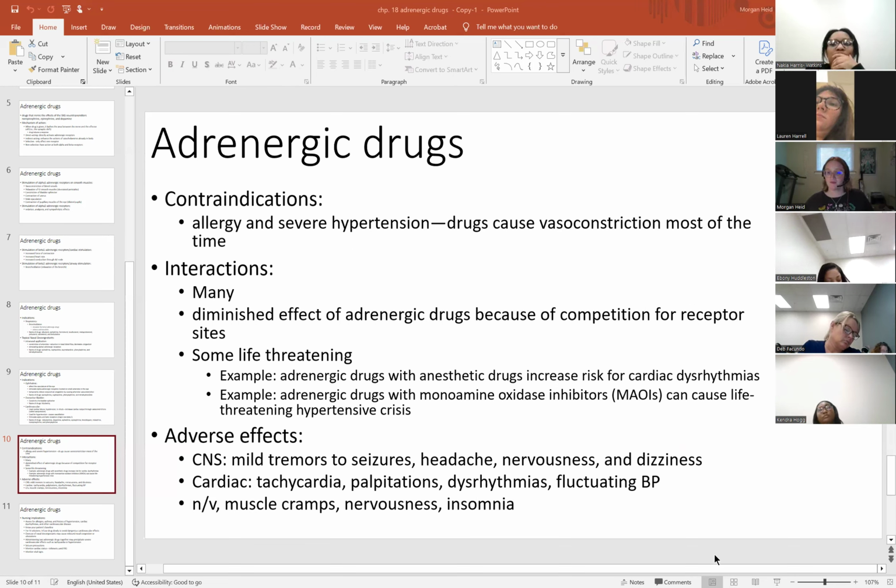For my adverse effects, I have these broken up by body system just to keep them more organized. So for my CNS systems, I'm going to have mild tremors to seizures. That can be something that I may see happen to my patient that I don't want. Also headache, nervousness, kind of like anxiety, or dizziness.